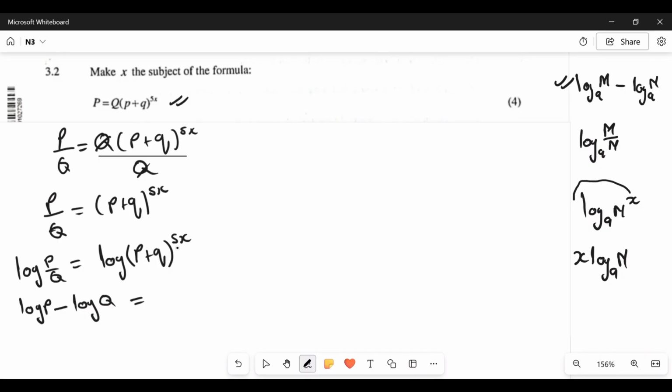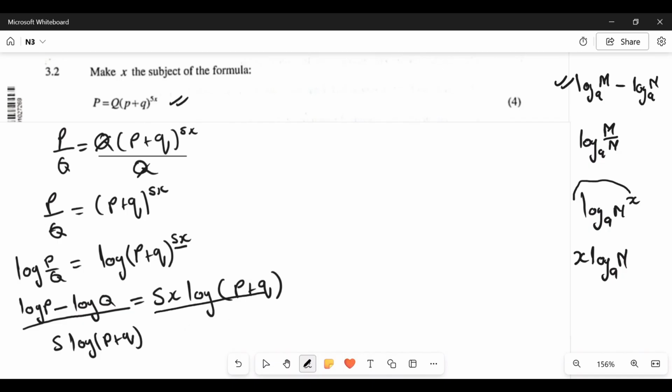In this case, we have the exponent there, which is 5x. So we can use that law and take this 5x to the front. So you're going to have 5x, then you have log, and then we have open bracket p plus q. Also, the next step here is to divide by 5 log open bracket p plus q, both sides. So let's do that.